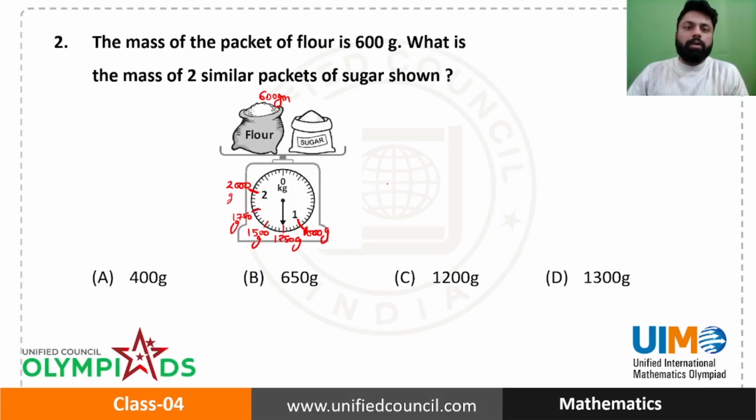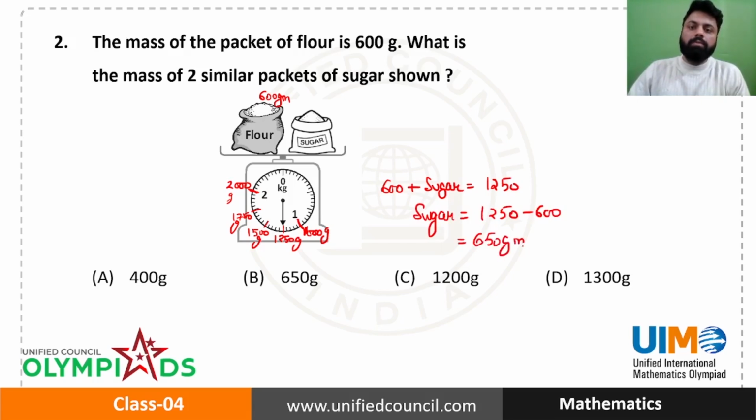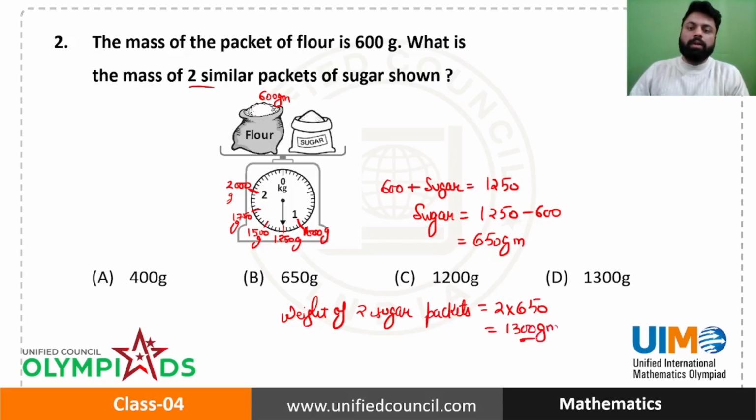So the total weight is 600 gram plus the weight of sugar is equal to 1250. So weight of sugar is equal to 1250 minus 600, that is equal to 650 grams. But we need to find out the weight of two packets. Weight of two sugar packets is equal to 2 multiplied by 650, that is equal to 1300 grams. The option is the correct answer.